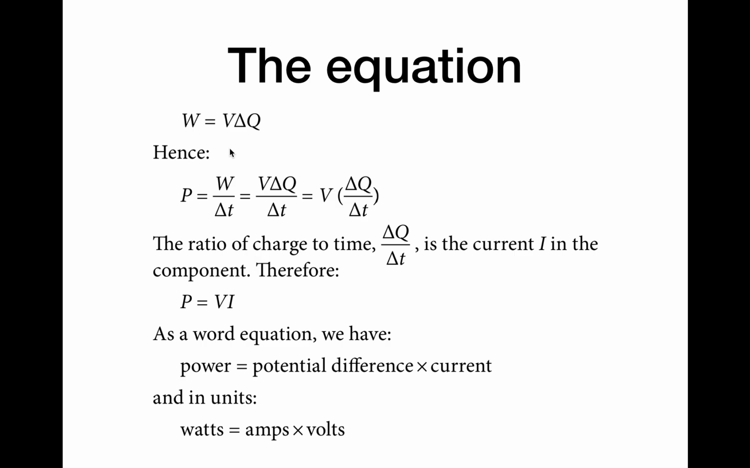Now let's come to the derivation. Power is work done per unit time, as we established before. Here work done is V delta Q upon delta T. So we substitute this here, and we separate delta Q by delta T because this gives another quantity. The ratio of charge to time is just the current of the component, because the rate of flow of charge by definition is current. So we substitute this with the symbol for current, I. So P, or the power, becomes voltage times current. As a word equation, power is equal to potential difference times current.